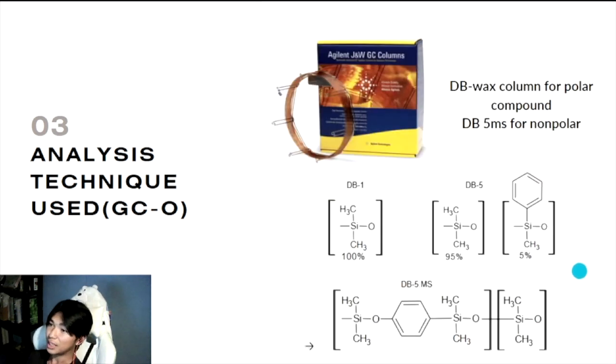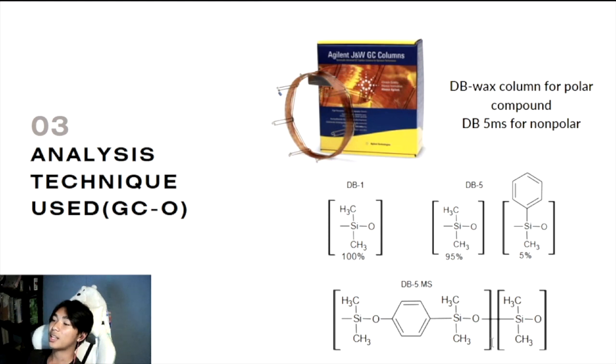Since we talk about the gas chromatography technique, it is necessary to mention the column that is used to evaluate the headspace sample and liquid extract of the wine. In this experiment, there are two types of column that are selected. They are DB-WAX and DB-5MS.